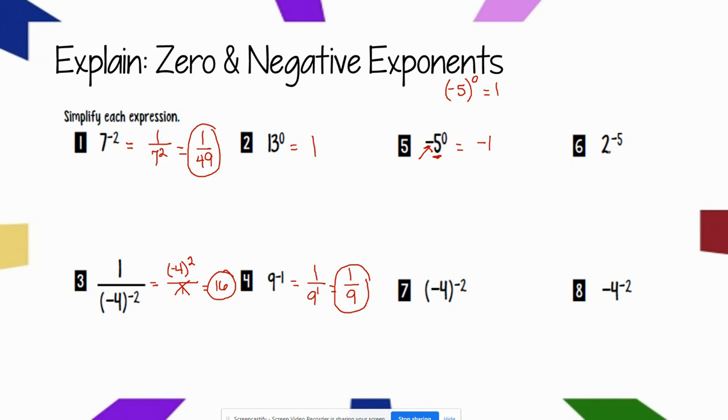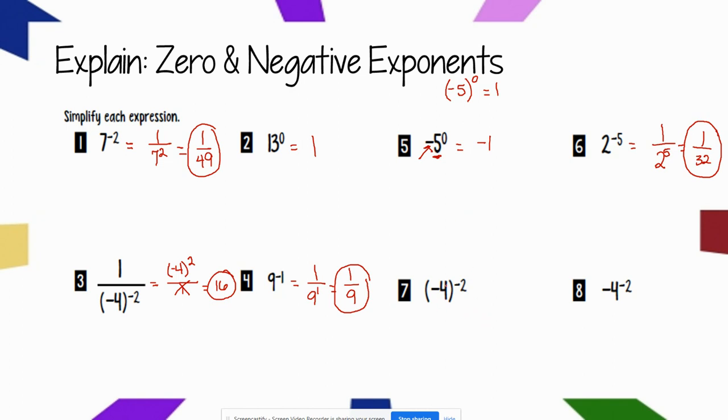Number 6 says 2 to the -5th power. We want to flip our -5 down to the denominator, so this is going to become 2 to the 5th power, and we're going to put a 1 here. Well, 2 to the 5th power means 2 times 2 times 2 times 2 times 2, which gives us 32. And we're going to keep our 1 in our numerator.